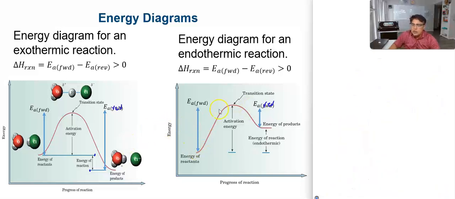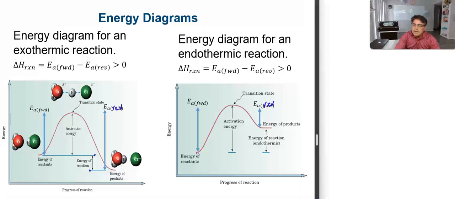But in this case, look at that. Energy of the reactant is this value, but the energy of the product is more than the energy of the reactant, right? Suppose the energy of the reactant is 5 and the product is 10. Energy of the reactant is less than energy of the product. That is the endothermic reaction.